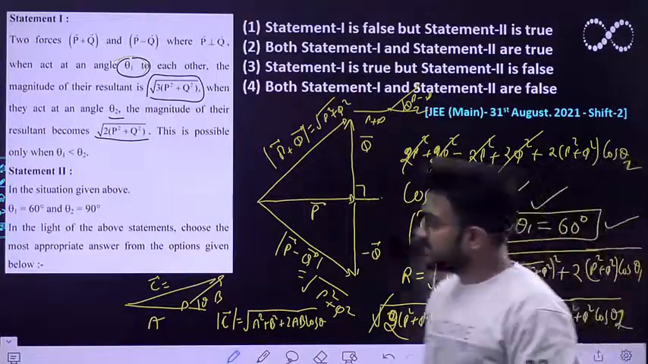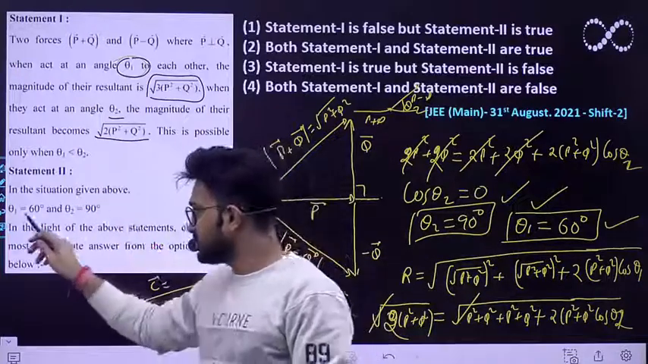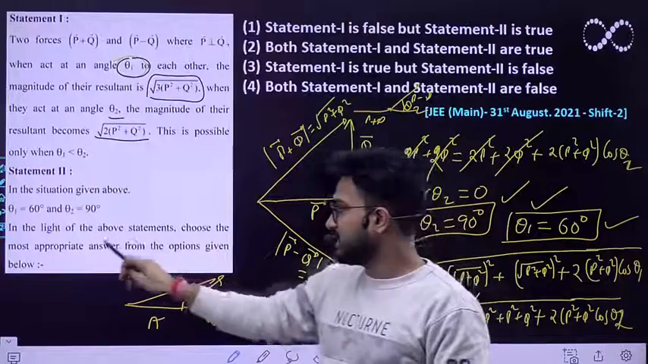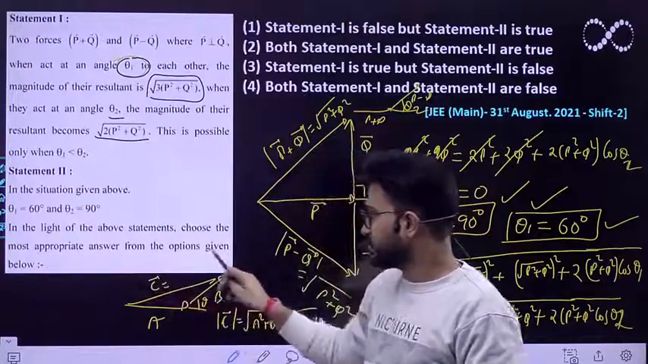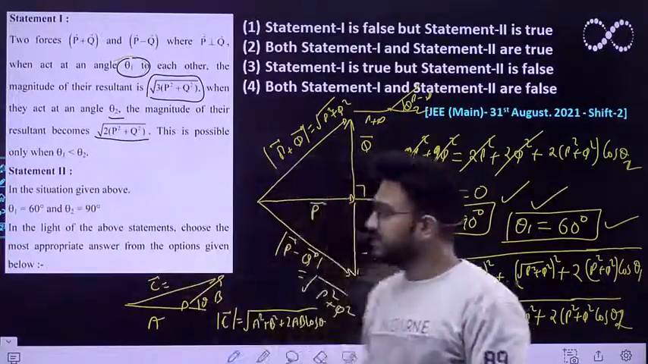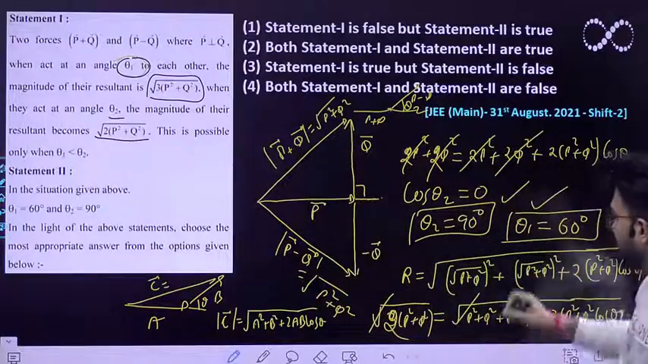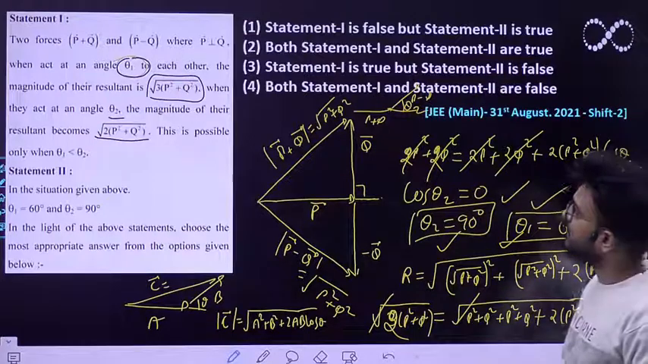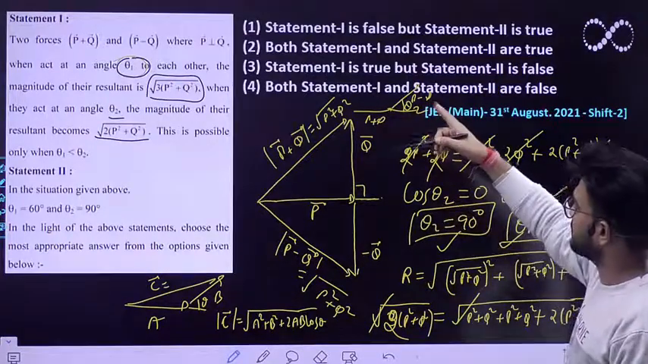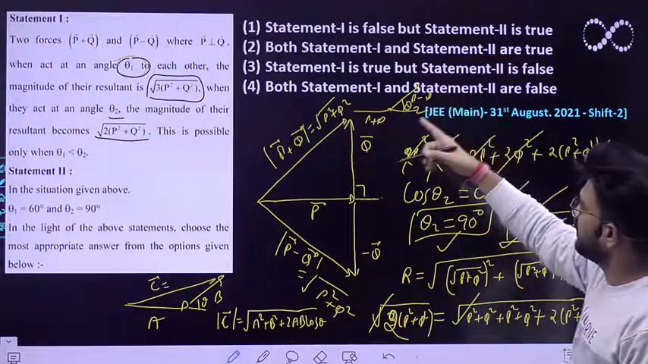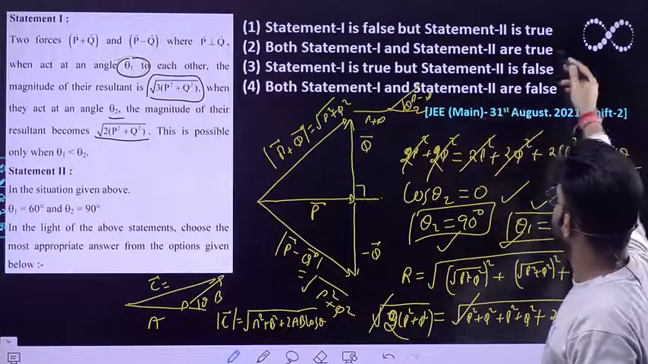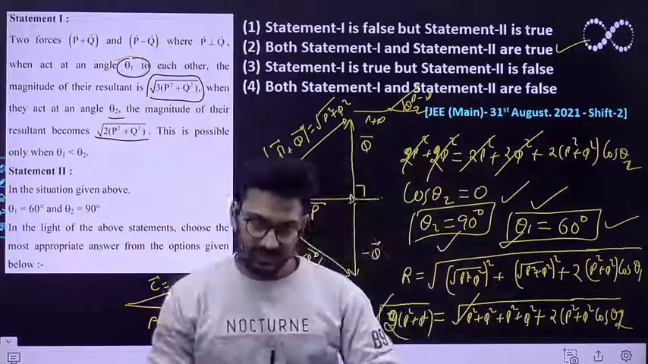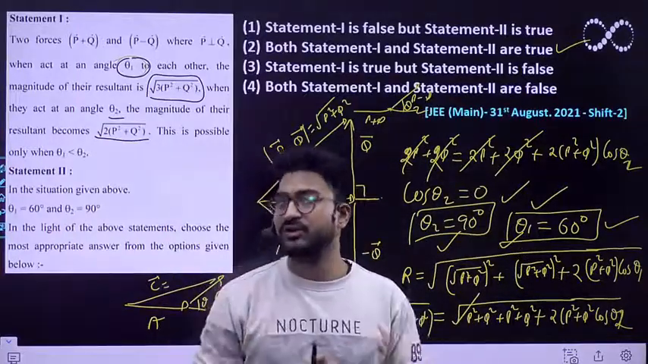Okay, so that means in the second statement, in the situation given below, theta 1 is 60 degrees and theta 2 is 90 degrees. In the light of the above statements, choose the most appropriate answer from the options given below. Both the statements are true because theta 1 comes out to be 60 degrees and theta 2 comes out to be 90 degrees. So both statement 1 and 2 are true. So this would be the correct answer you should get. The second is the correct option. That means both the statements are true.